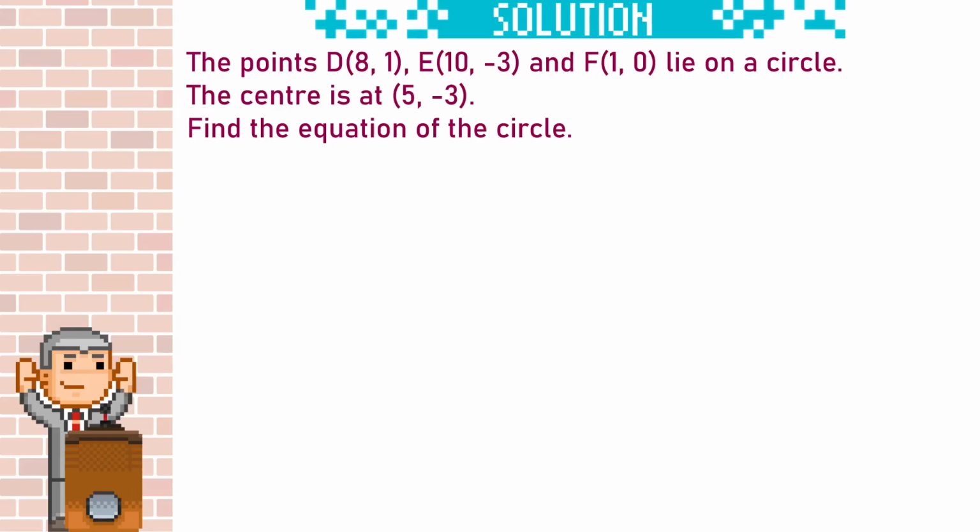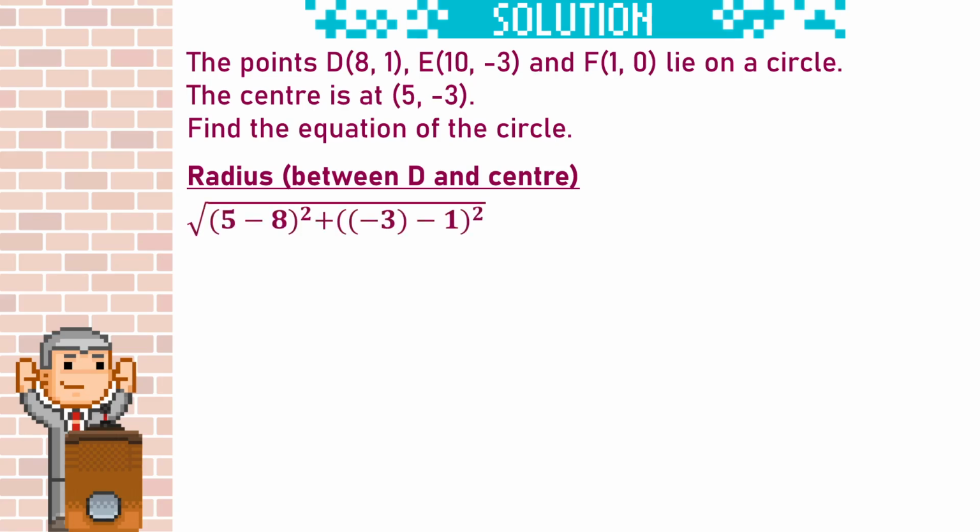In this question we're asked to find the equation of the circle. Now we've already worked out the centre of the circle as 5, minus 3, and we've got the points on the circle. So the first thing we're going to do is find the radius, and we can do this between any of the points and the centre. I'm just going to pick D just because it's the first one. So we're going to do the square root of the distances squared. So 5 take away 8 squared, and then minus 3 take away 1 squared, because we use Pythagoras to find distances between 2 points. That will give us the square root of 25, which will be 5.